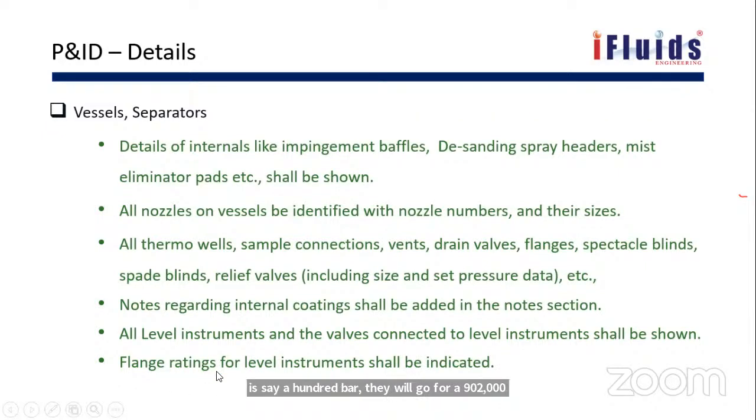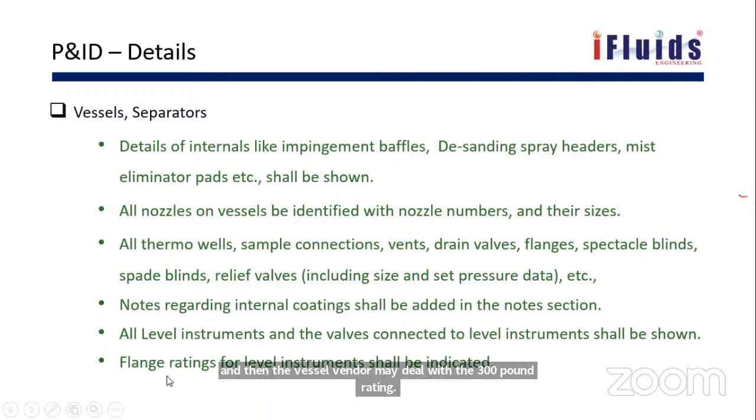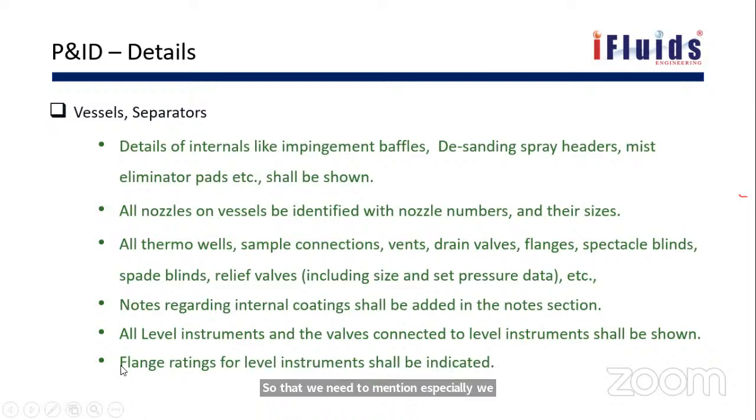Flange rating especially needs to be mentioned where there is a change in spec. Say the vessel is provided with a higher flange rating. Your operation is with a 150 rating, where the pipelines are connected with 150 rating piping, and the vessel vendor may give a 300 pound rating. So we especially need to mention the flange rating wherever there is a change in flange rating, which we need to note. Otherwise, everyone will go for a 150 rating in the design. And we need to capture these things in the P&ID.